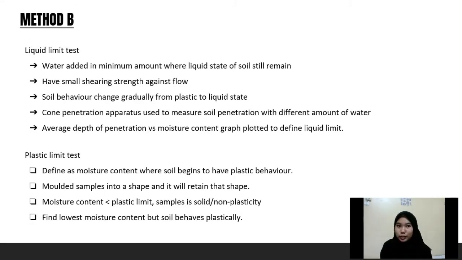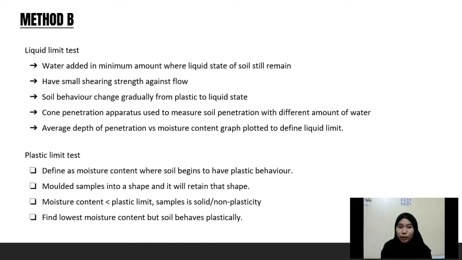So now I'm going to continue with method B, which is the Atterberg limit. The Atterberg limit is divided into 2, which are the liquid limit and the plastic limit. For the liquid limit test, we add a minimum amount of water into the soil where the liquid state of the soil still remains. That's why we add a minimum amount, because we want to maintain the liquid state of the soil. This test has a small shearing strength against flow, and the soil behavior gradually changes from plastic to liquid state.